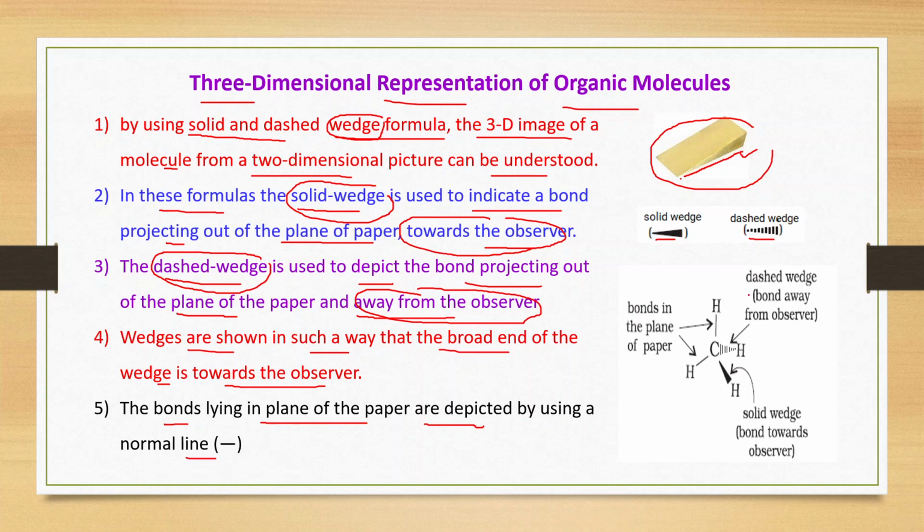See, this is the 3-dimensional representation of methane. This is the central carbon atom, and we are observing this methane from this side. This is the bond towards the observer, so we use this solid wedge, and in this solid wedge, this broad end is on the observer side. And these two normal lines represent the bonds in the plane of the paper. And this dashed wedge represents the bond away from the observer. Clear?